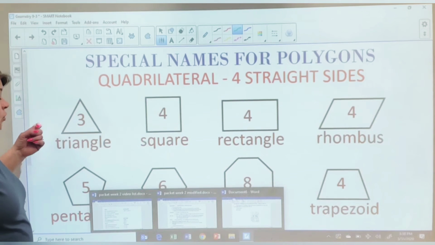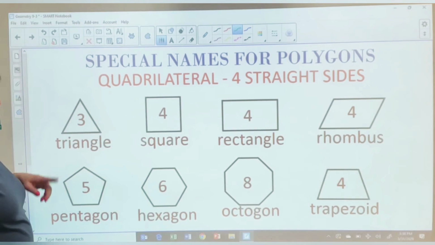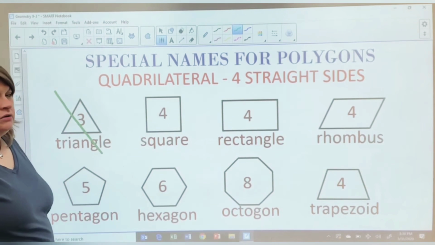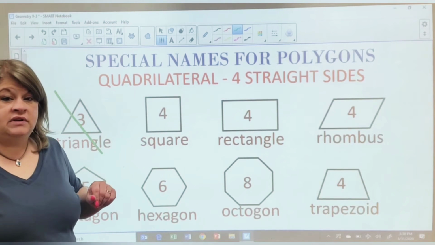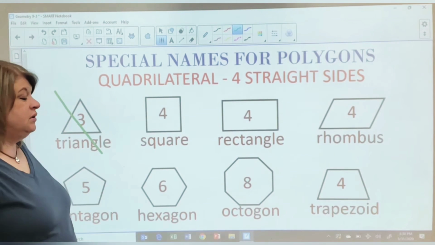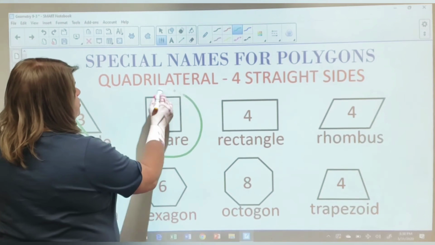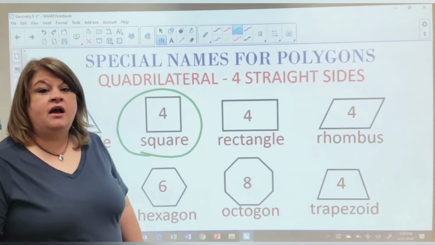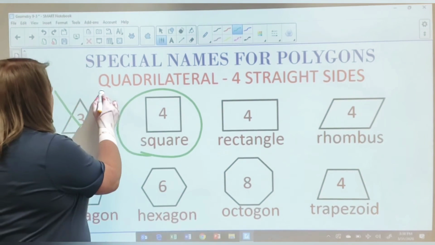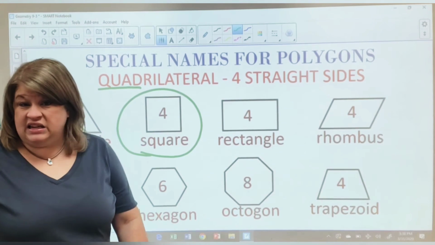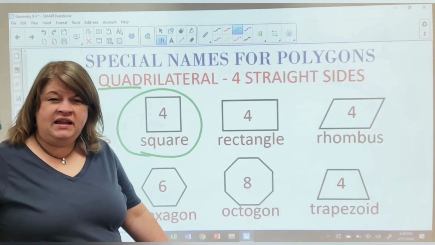Does this have 4 straight sides? It is not a quadrilateral. What about this one? Is this a 4-sided polygon? Yes, so it gets a special name. It's also a quadrilateral. Quad. I think of the Quad Cities, right? Do you know what quad means?